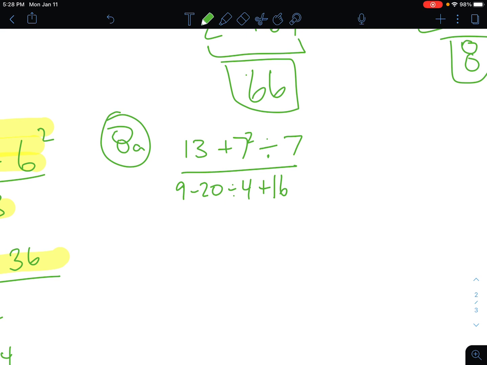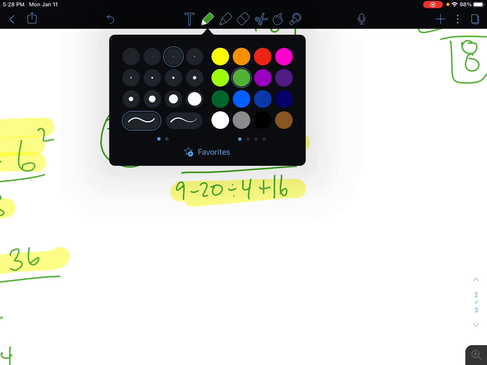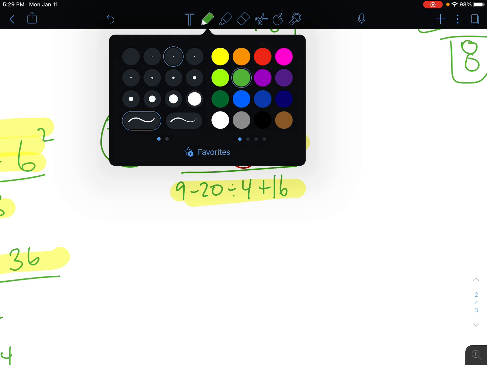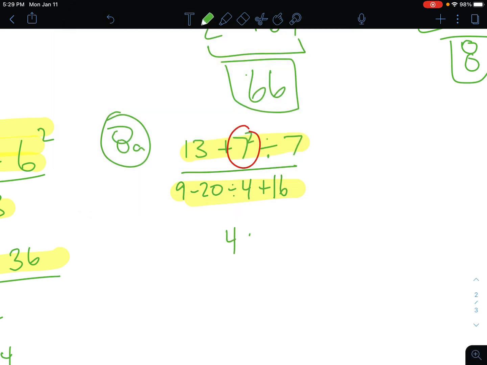Okay, so we're going to deal with both of these, the top and the bottom. If they have parentheses around them, I can deal with both of them at the same time. Up at the top, I need to deal with that 7 squared first. 7 squared is 49. Bring down the divided by, bring down the 7, bring down the plus, bring down the 13.